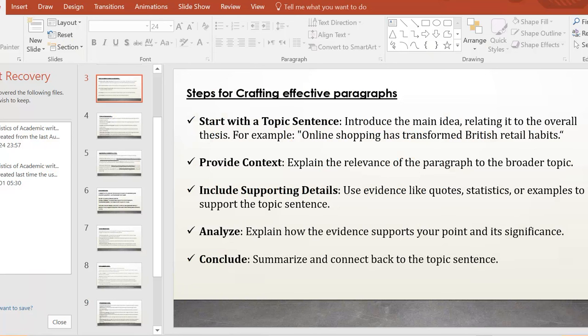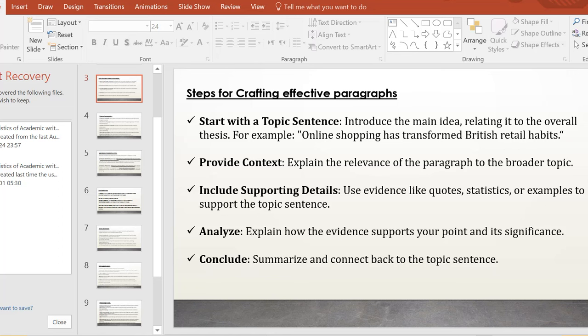Next is crafting strong paragraph. Here in this session, we have to discuss about steps for crafting effective paragraph. So, what do you mean by paragraph? Paragraphs are the building blocks of longer pieces of writing. Whether you are writing an essay or report, story, or other document, effective paragraphs lend to coherence and reinforce your central theme. So, we have to discuss about the construction of paragraph.